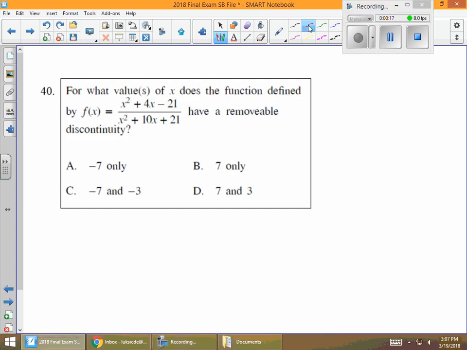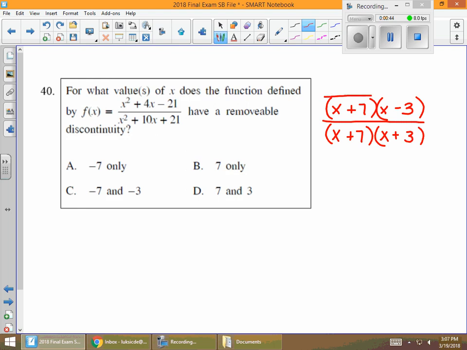So if I take x squared plus 4x minus 21, two numbers that multiply to negative 21 and add to 4 are positive 7 and negative 3. Okay, same thing with the bottom. Multiply to 21 and add to 10, so that's going to be all positive. Positive 7 and positive 3.